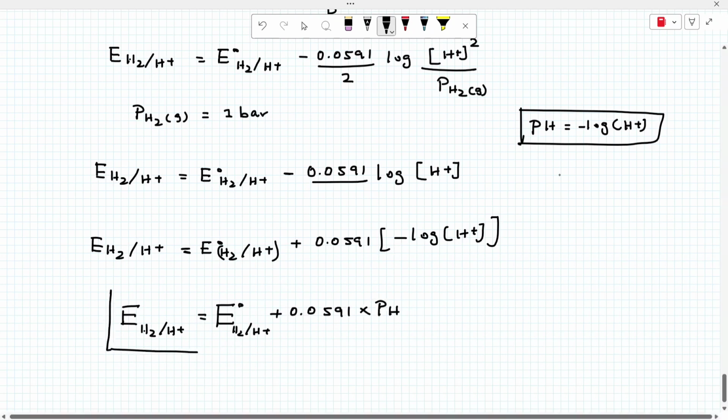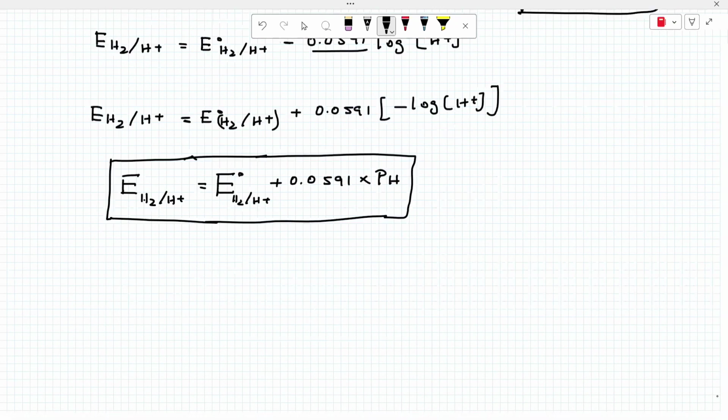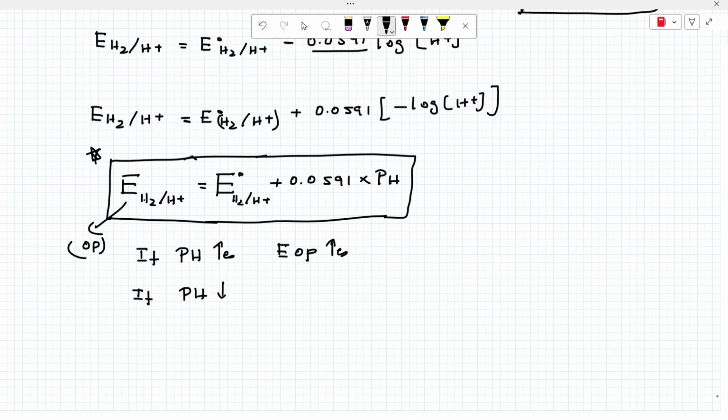This is the relation between pH, the concentration of H plus ion, and the cell potential. It's very, very important. Please note, put a star on this equation. Now this potential is the oxidation potential. When the pH increases, the oxidation potential also increases, yes or no? Similarly, if the pH decreases, the oxidation potential value decreases.